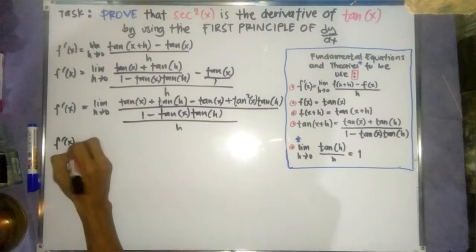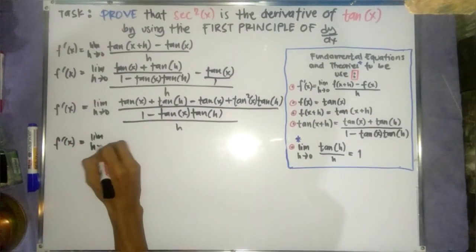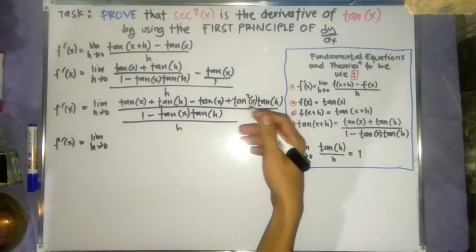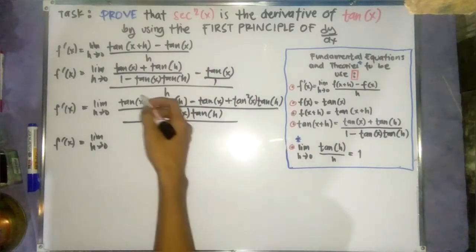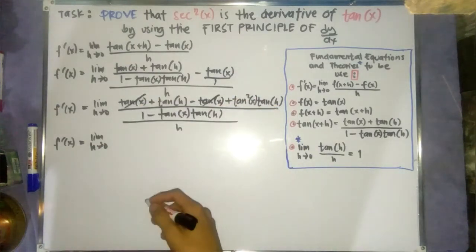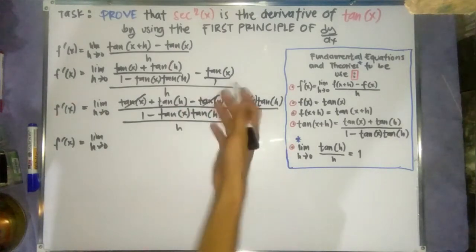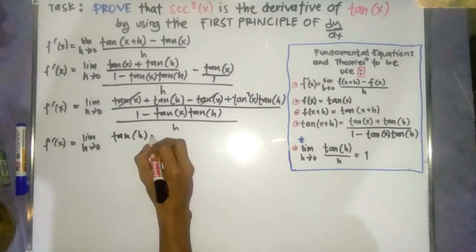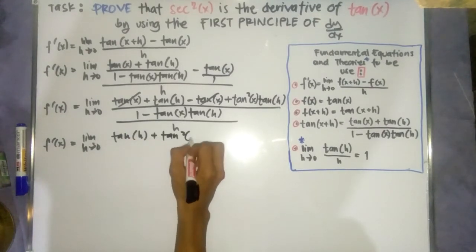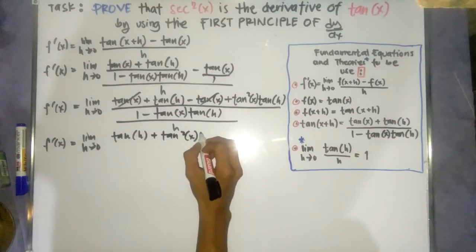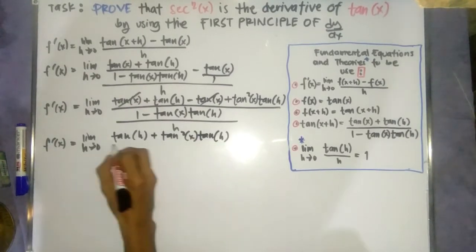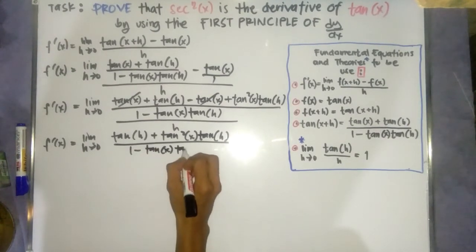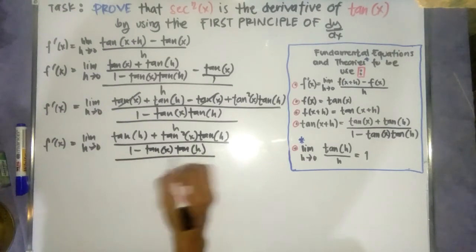Sunod, copy ulit. Limit as h approaches 0. As you notice, by combining like terms, the term tangent x is 0, kasi subtracted silang pareho. Tangent h plus tangent squared x times tangent h all over 1 minus tangent x tangent h all over h.